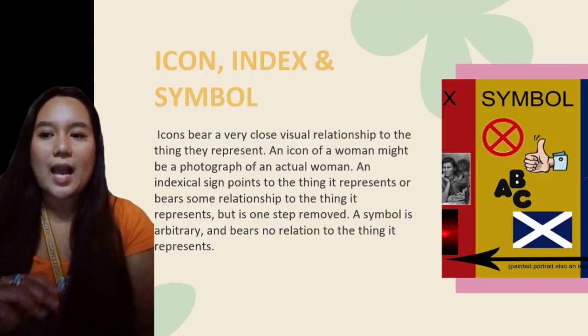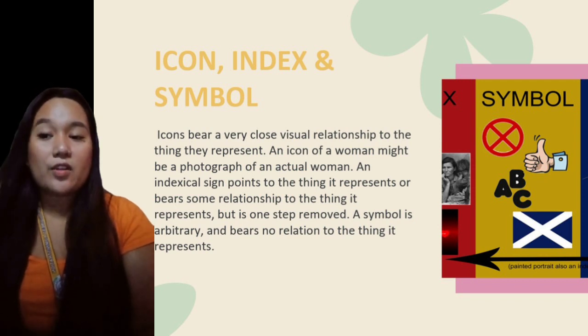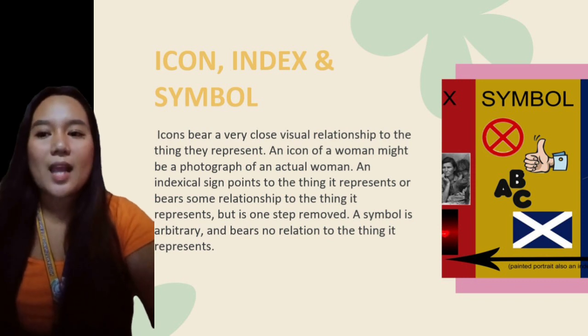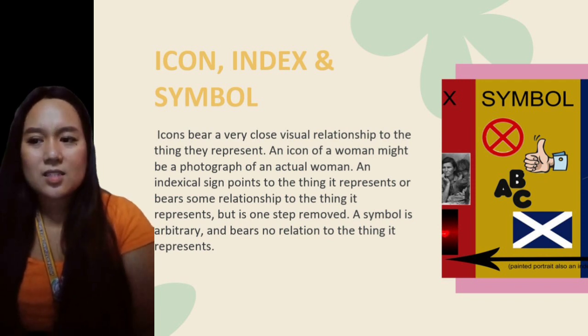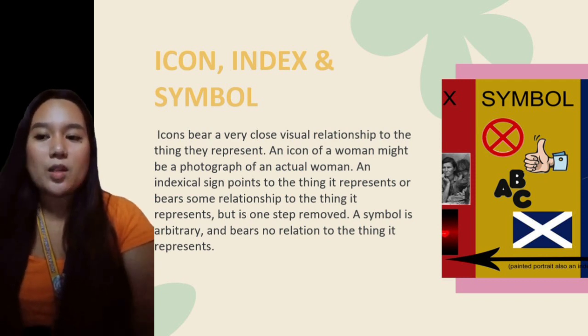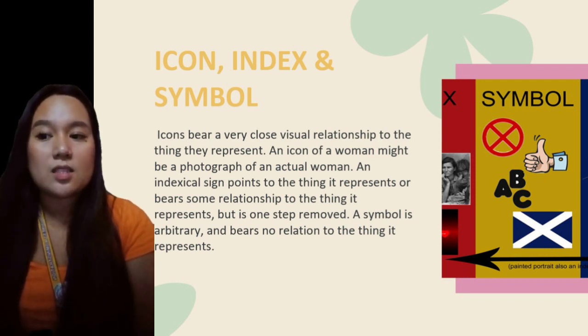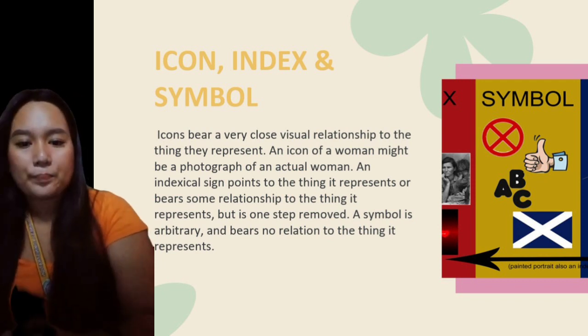Then the next one is the icon, index, and symbol. Icons bear a very close visual relationship to the thing they represent. So an icon of a woman might be a photograph of an actual woman. An indexical sign points to the thing it represents or bears some relationship to the thing it represents, but one step removed. A symbol is arbitrary and bears no relation to the thing it represents.